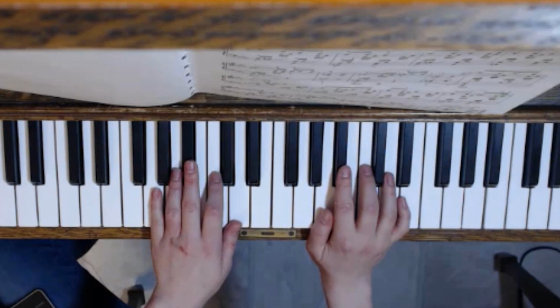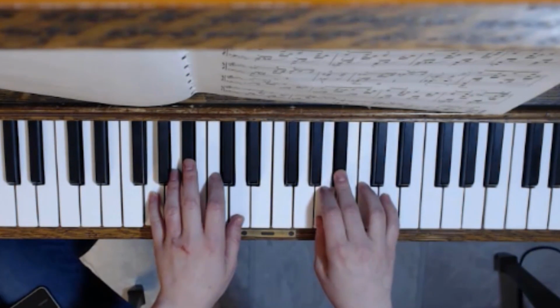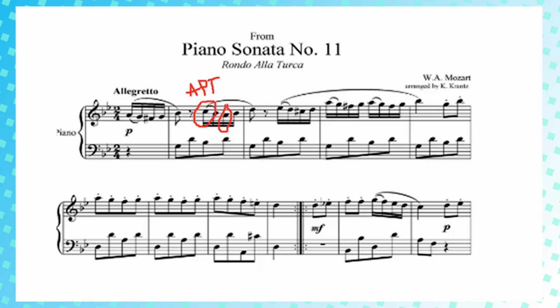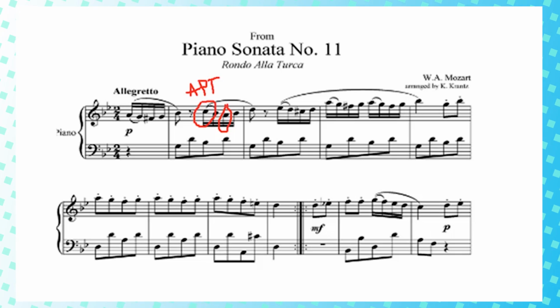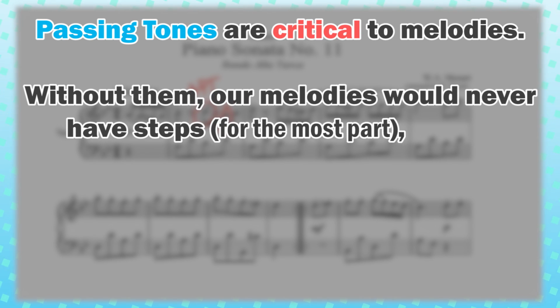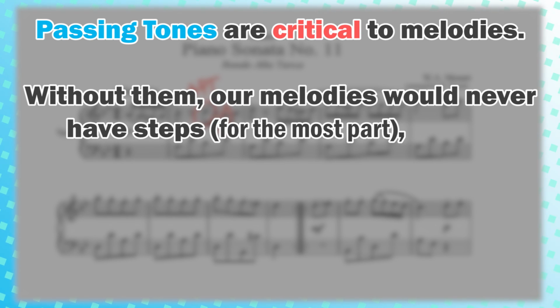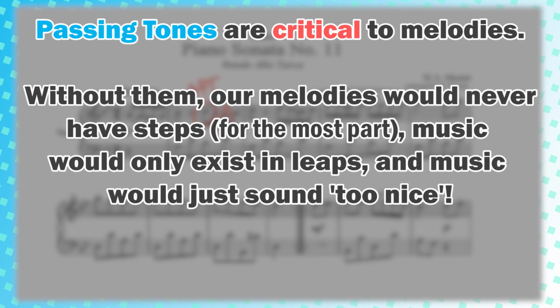You can kind of hear that in slow motion. So hopefully that gives you an example. We're passing through the notes, but they're the first notes, not the second notes, that are the non-chord tones. It's just another way to do it. Basically, the least you need to know is that passing tones are critical to melodies. Without passing tones, our melodies would never have steps for the most part, and music would only ever exist in leaps, and everything would just sound too nice.